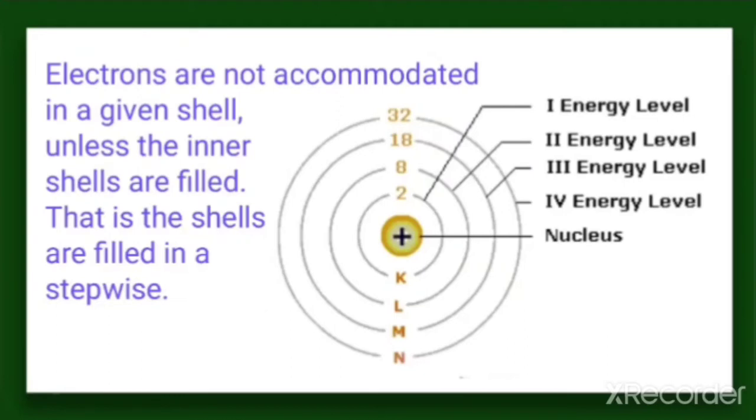Here, electrons are not accommodated in a given shell unless the inner shells are filled. That is, the shells are filled stepwise. That means when we are filling the electrons, when we are making the atomic structure, first after the filling of the first orbit completely, only then do we need to fill the second. After filling the second, we need to fill the third, and afterward the fourth. That means electrons are filled in the shells stepwise.